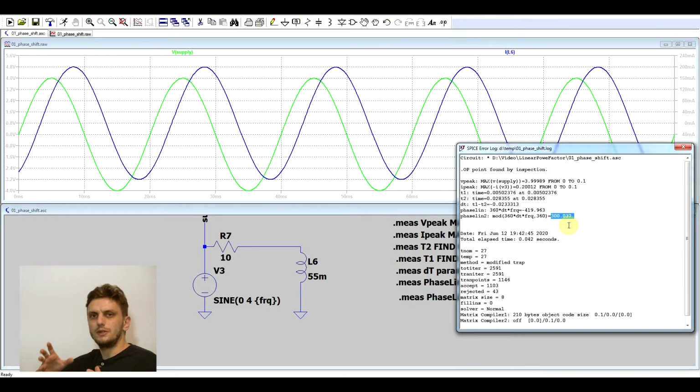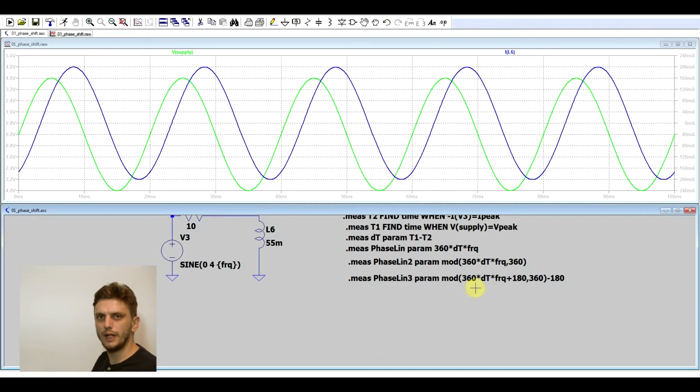And the problem with phase shift is that it should be between plus 90 and minus 90. We shouldn't be getting 300. And by applying the modulo function, we cannot get a value that is negative. So we can't get to the minus 90 region.